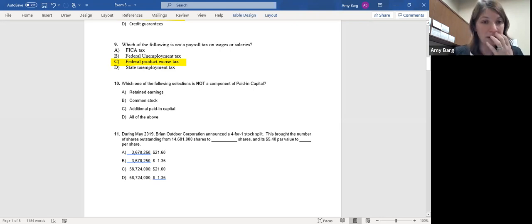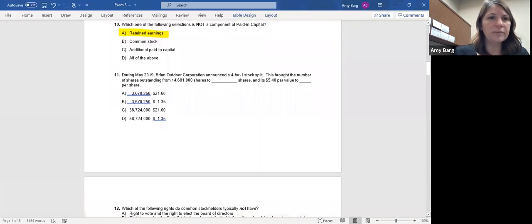So additional paid-in capital and common stock are both going to be components of paid-in capital, but retained earnings is not something that somebody else pays in. Those are your earnings that you retained, right? So those are not paid-in capital. They're all equity accounts, but there's a difference between retained earnings and paid-in capital, and retained earnings is not a paid-in capital account. Does that make sense?